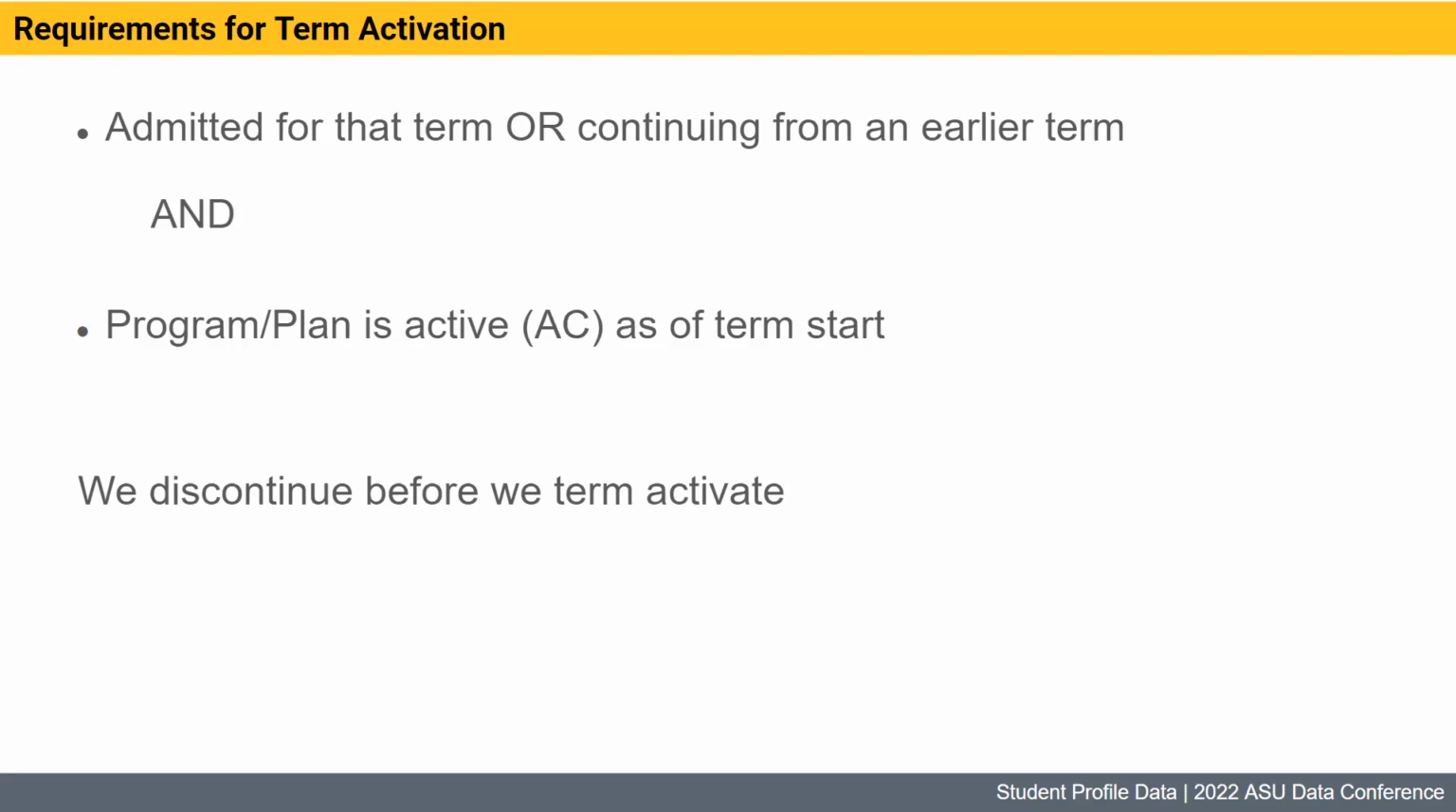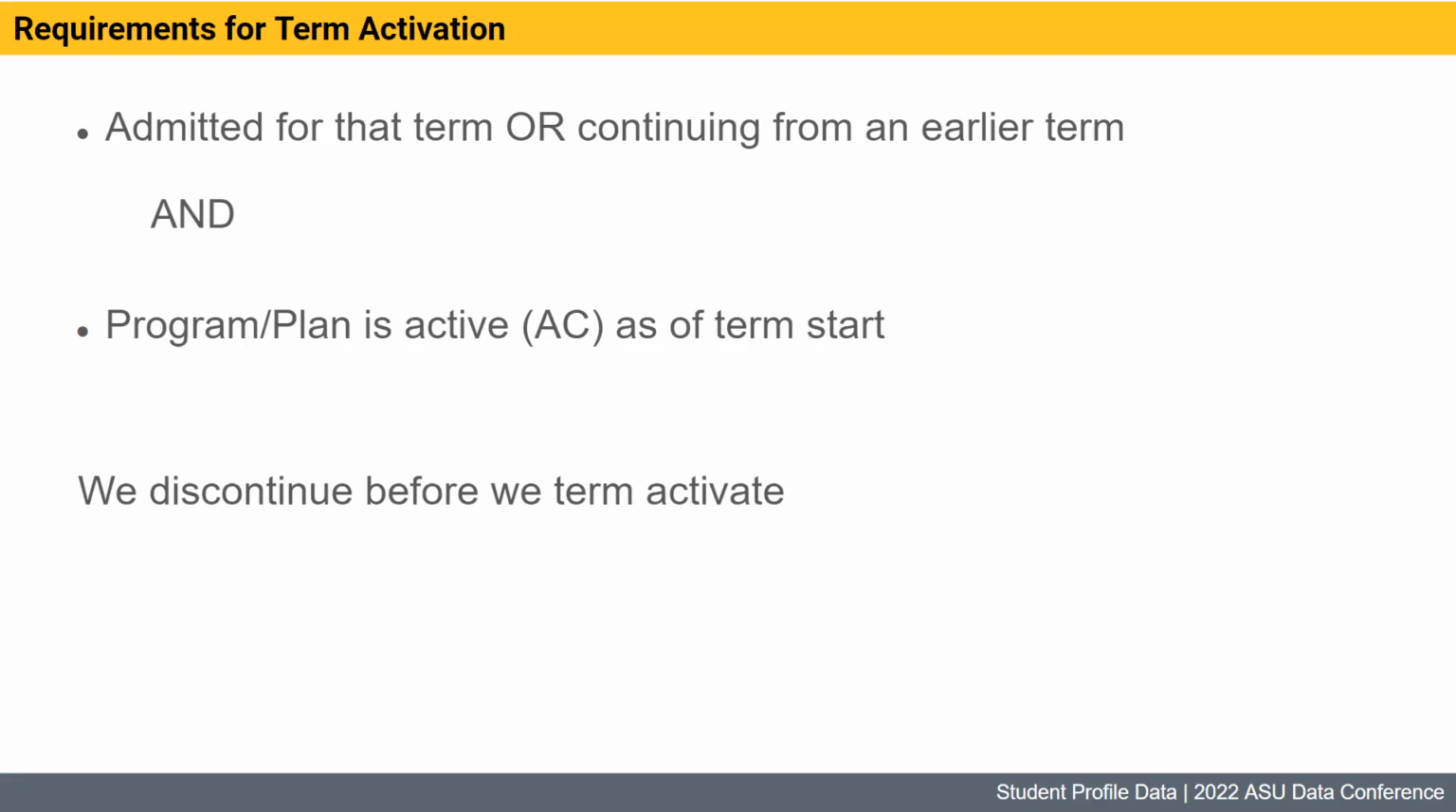When we term activate them, the student has to be admitted on or before the term that we're term activating for. I'll use spring as an example. If they were admitted for the fall, they're fine. If they're admitted for the spring, they're fine. But if they're admitted for next fall, they won't be term activated for this spring.